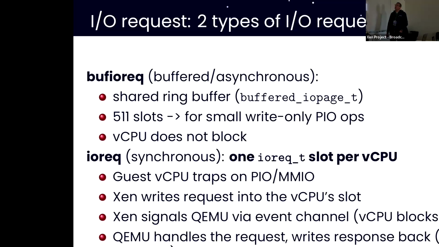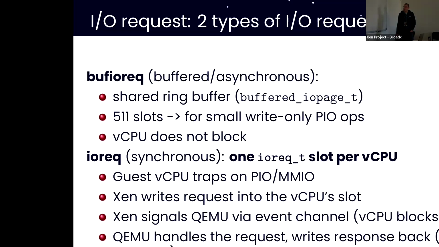There are two types of I/O requests. There's the buffered I/O request, which is like a small write-only request for PIO operations, and then there's, let's say, the full I/O request. The first one is quite simple. It's basically when a guest wants to write to some memory via PIO. It writes to a ring buffer, and then the guest directly resumes, and in the background the device model handles the request and writes to the memory that it needs to be written to. There's no return value.